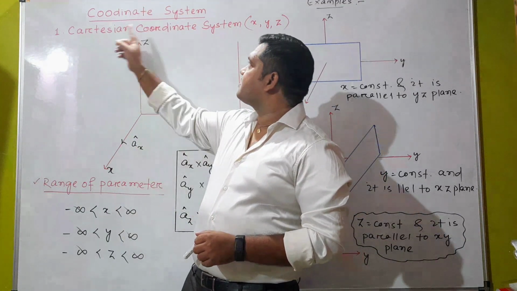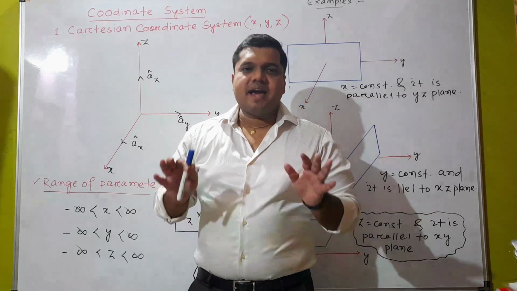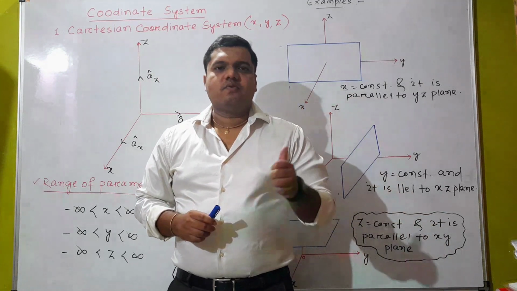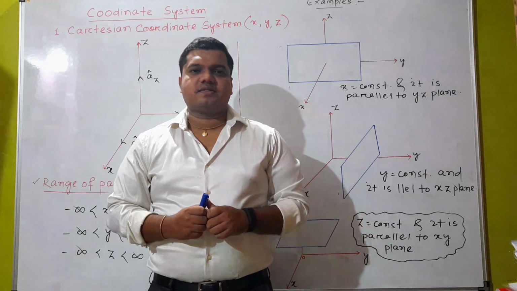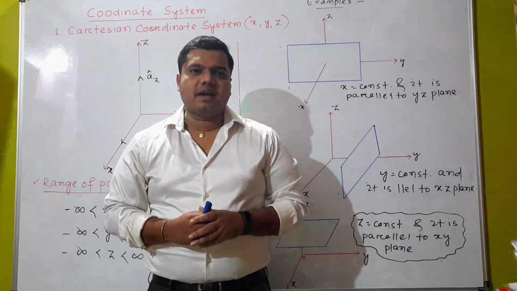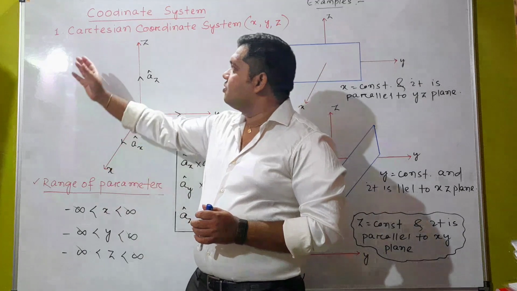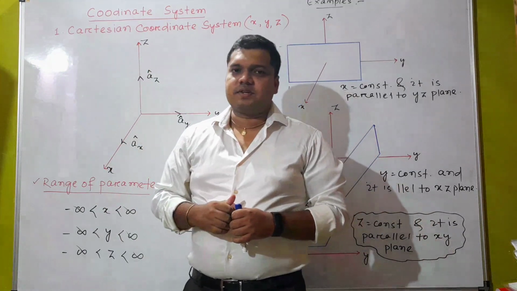Today we will discuss coordinate systems. There are different coordinate systems. One is the Cartesian coordinate system, the second is the cylindrical coordinate system, and the third is the spherical coordinate system. Now we will discuss the Cartesian coordinate system.